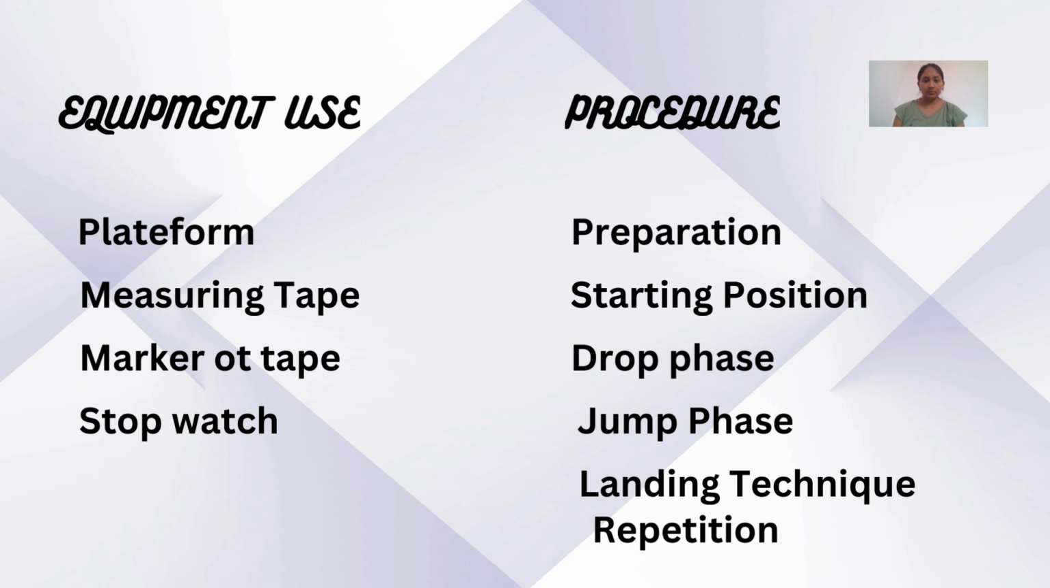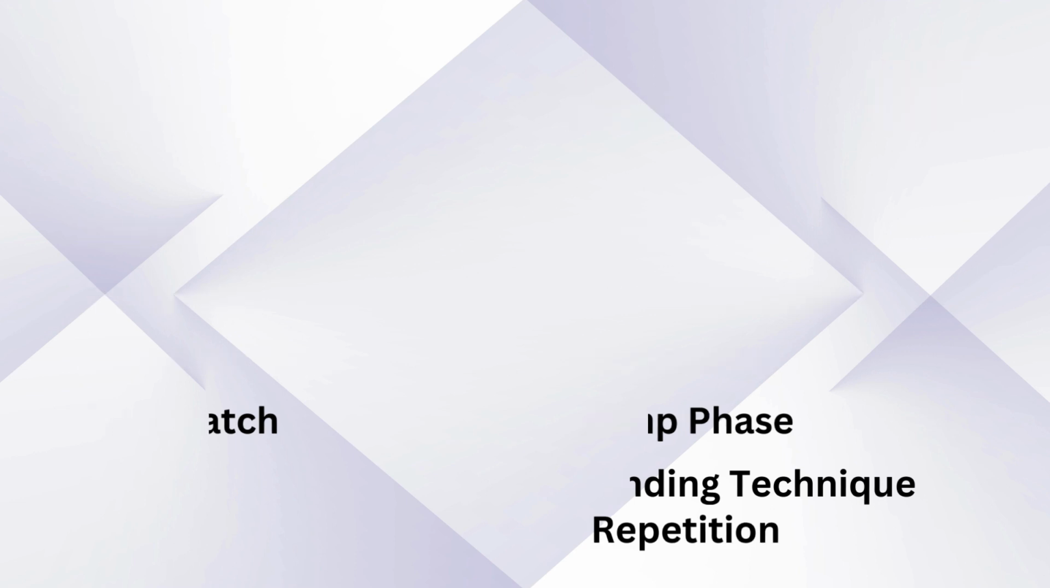Fourth is jump phase. Immediately upon landing, the player performs a maximum vertical jump. The jump height is measured from the highest point reached. Fifth is landing technique. The player lands with a soft and controlled landing, minimizing excessive knee valgus and maintaining stability. And sixth is repetition. The test can be repeated for multiple trials and the best jump height is recorded.